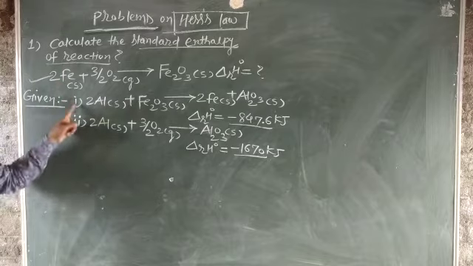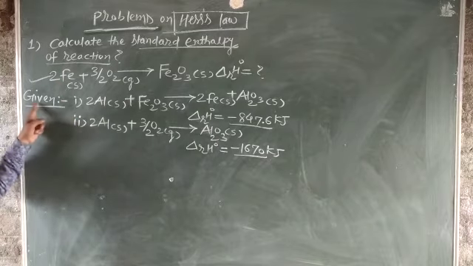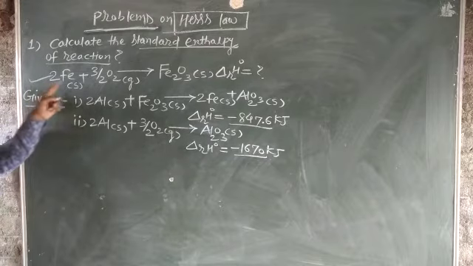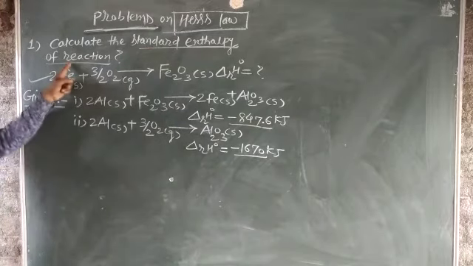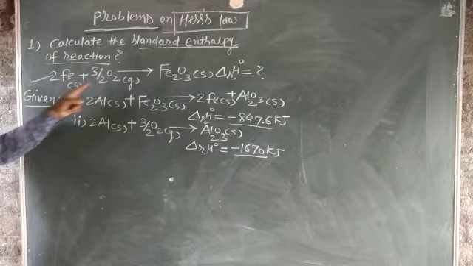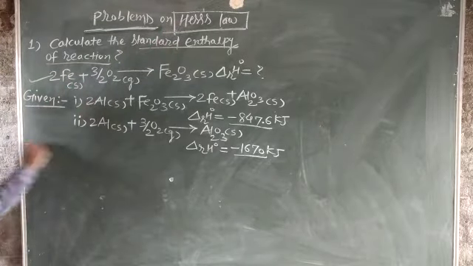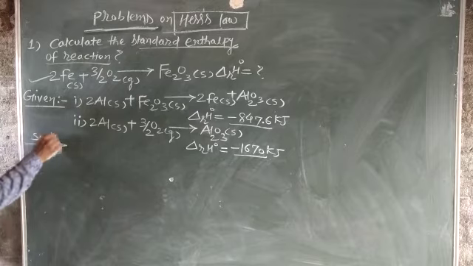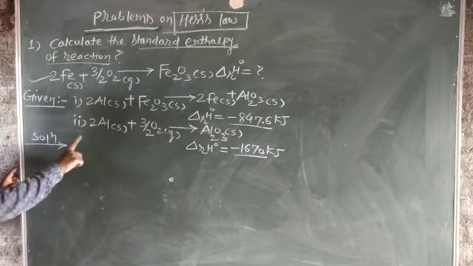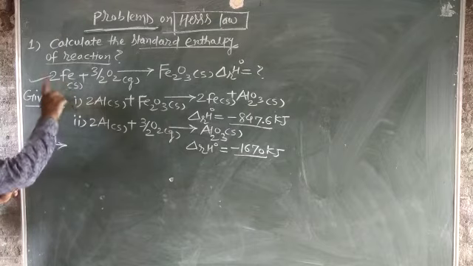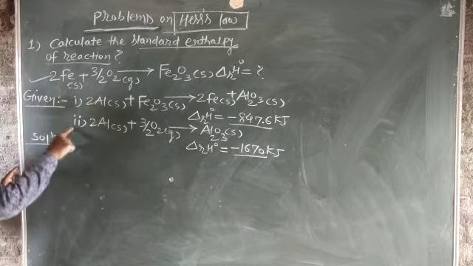The two reactions are given. From these two given data, we have to calculate the standard enthalpy of reaction. We have to calculate by Hess law. So we will solve it. The solution is in this way. In the solution, very first of all, we have to write how we will get this equation. How we will get this equation from these two equations.